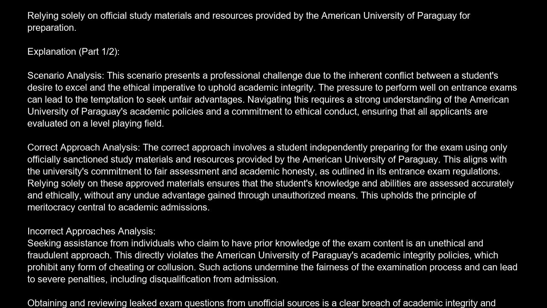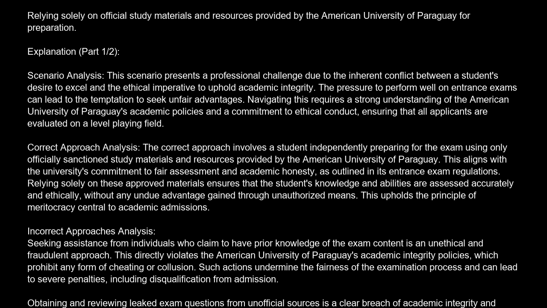Correct approach analysis. The correct approach involves a student independently preparing for the exam, using only officially sanctioned study materials and resources provided by the American University of Paraguay. This aligns with the university's commitment to fair assessment and academic honesty, as outlined in its entrance exam regulations. Relying solely on these approved materials ensures that the student's knowledge and abilities are assessed accurately and ethically, without any undue advantage gained through unauthorized means. This upholds the principle of meritocracy central to academic admissions.